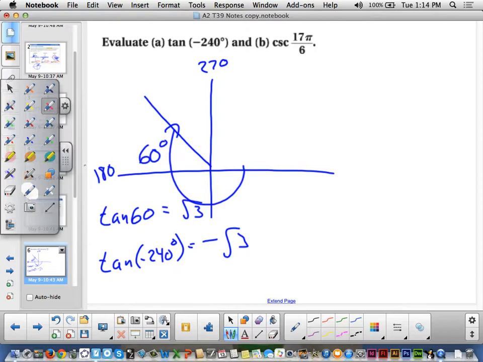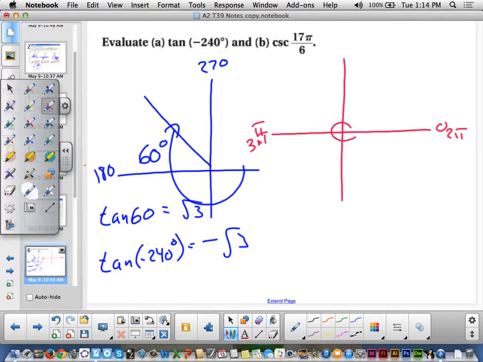Now for cosecant. Cosecant of 17 pi over 6. That is almost 18 pi over 6, which would put us at 3 pi. This is 0. This is pi. That's 2 pi. So back over here would be 3 pi. So we go around a full rotation and then a little bit more, puts us in the second quadrant. Reference angle, make it real easy, is pi over 6.